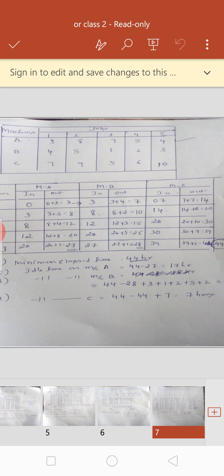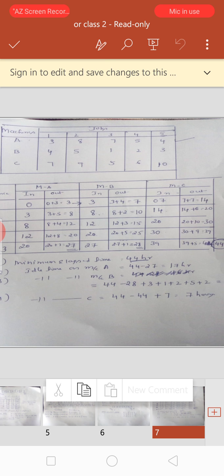Now, idle time for the machines. Very easy for this one. How much total time now? Elapsed time, I told you, total run time is equal to 44 hours. Here, just machine A. How much idle time now? After completion of machine C, 44 hours. Suppose you want to receive any job, how long does it have to sit idle? 44 minus 27. It's about 17 hours it has to idle for a particular job to come out.